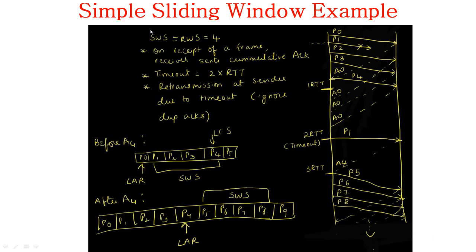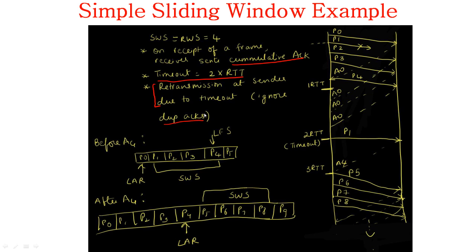In this, I'm considering a very simple sliding window example, where I'm going to make use of cumulative acknowledgements at the receiver. I'm going to set a timeout value which is equal to twice the round trip time. And at the sender, the retransmission is mainly due to timeout. In other words, it's going to ignore the duplicate ACKs. So these are the assumptions I'm making as part of the sliding window protocol.